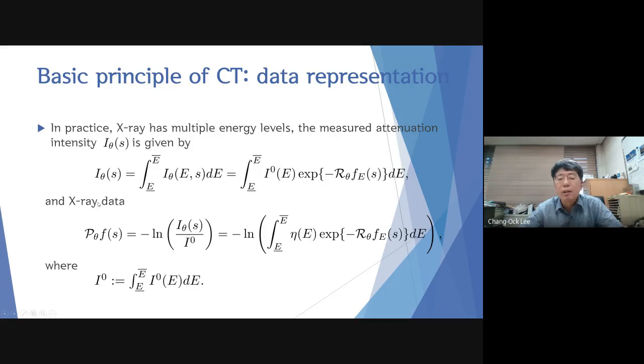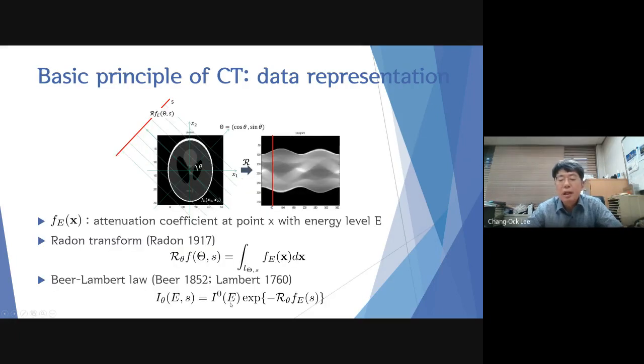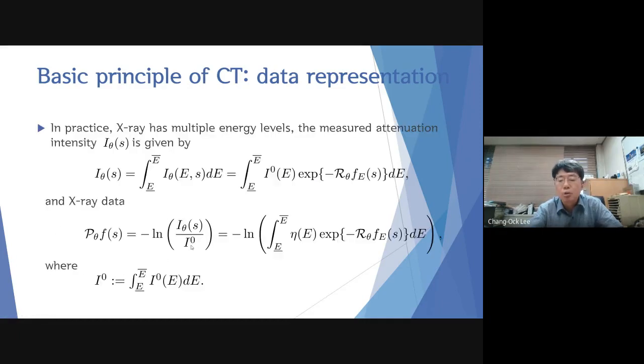The real X-ray data is obtained by dividing I theta by the initial intensity I zero and taking the minus logarithm. In the single energy case, if you divide by I zero, take the logarithm and put the minus sign, then you get the exact Radon transform. But in this case, you cannot get it, because we have several energy levels.